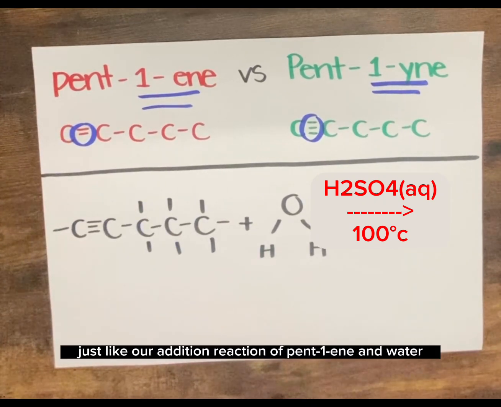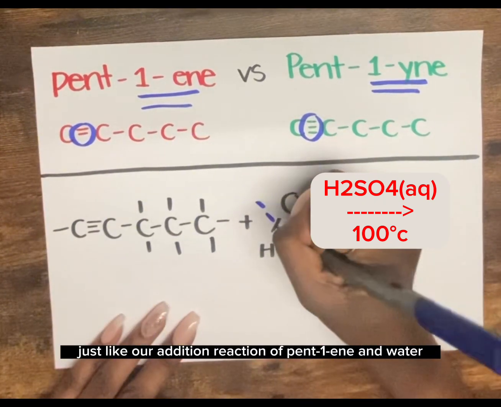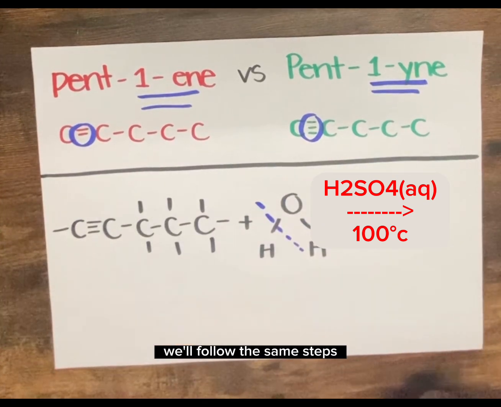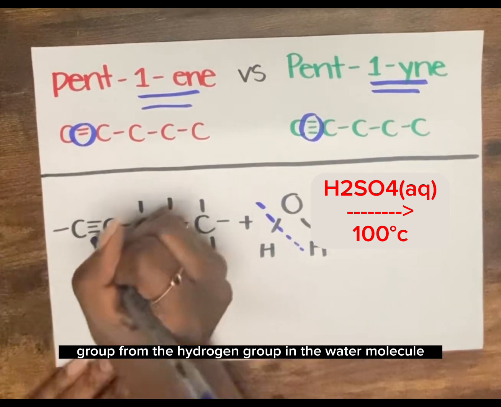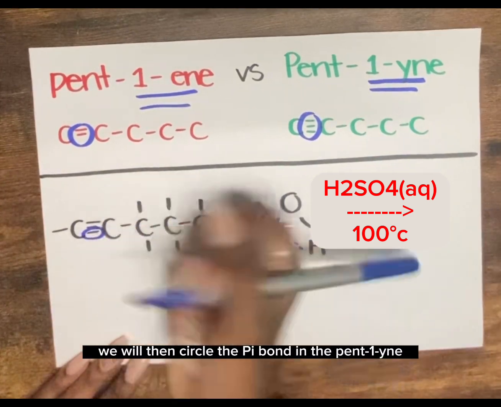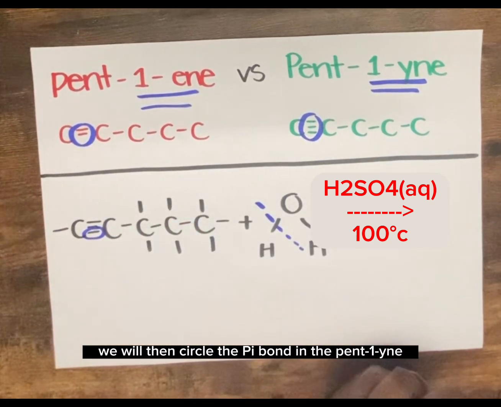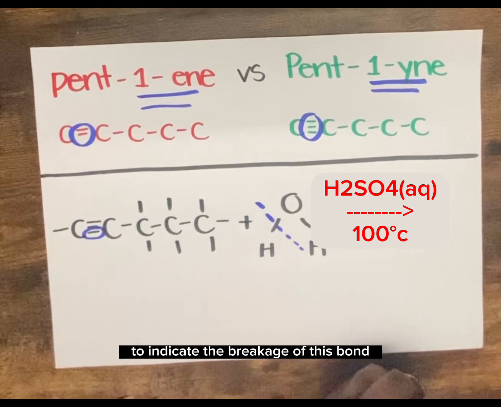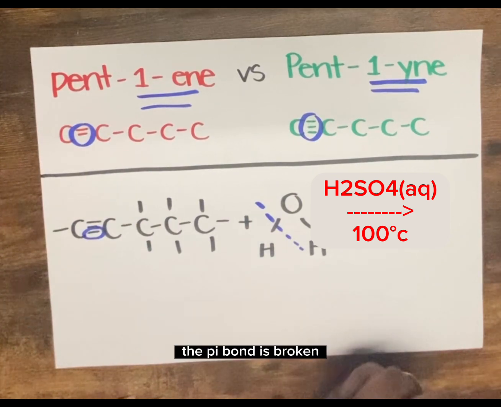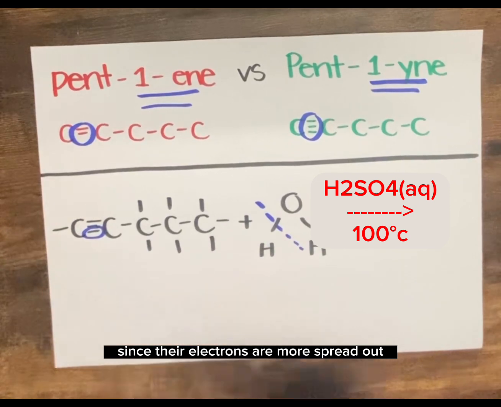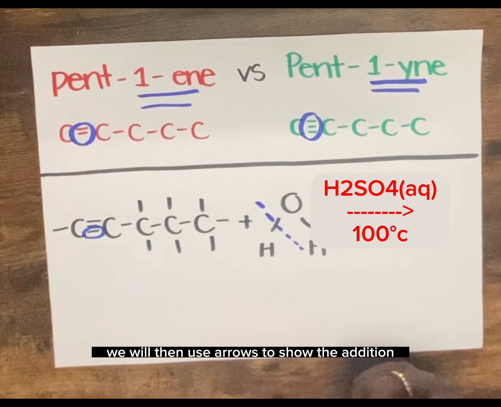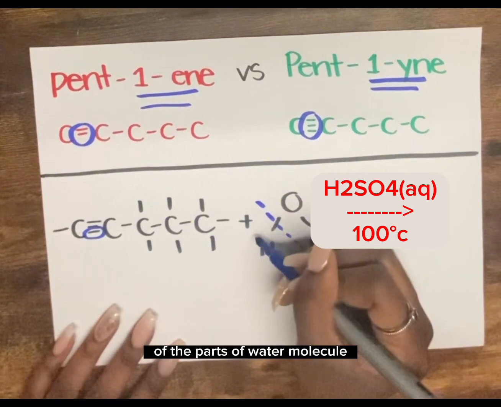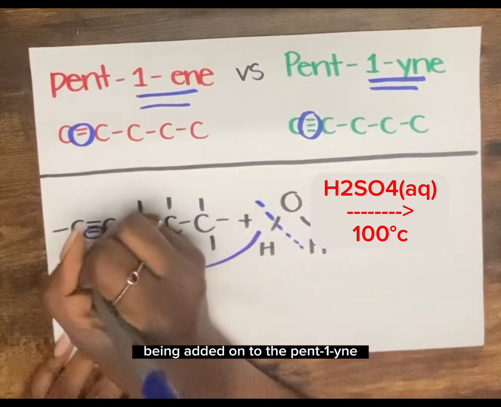Just like our addition reaction of pent-1-ene and water, we'll follow the same steps. We'll split the OH group from the hydrogen group in the water molecule. We'll then circle the pi bond in the pent-1-ine to indicate the breakage of this bond. The pi bond is broken since their electrons are more spread out than those of sigma bonds. We will then use arrows to show the addition of the parts of water molecule being added on to the pent-1-ine.